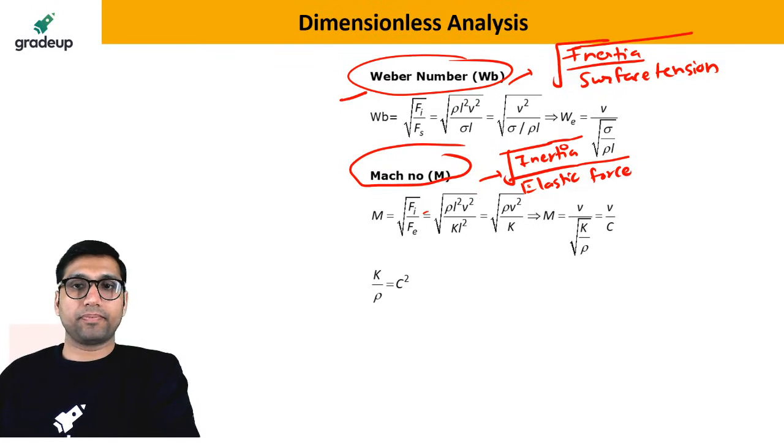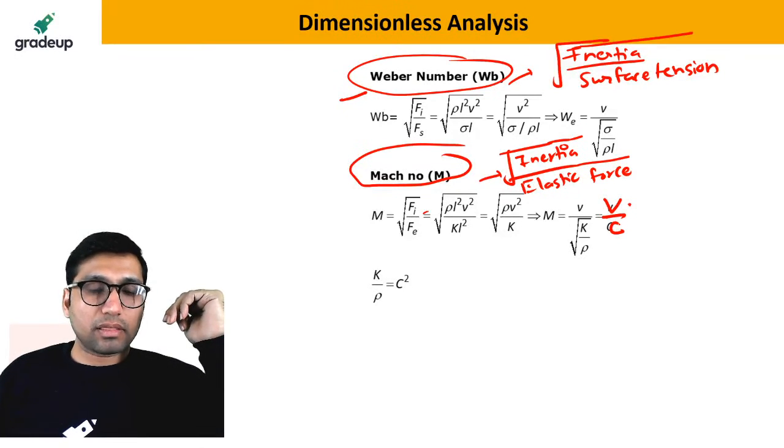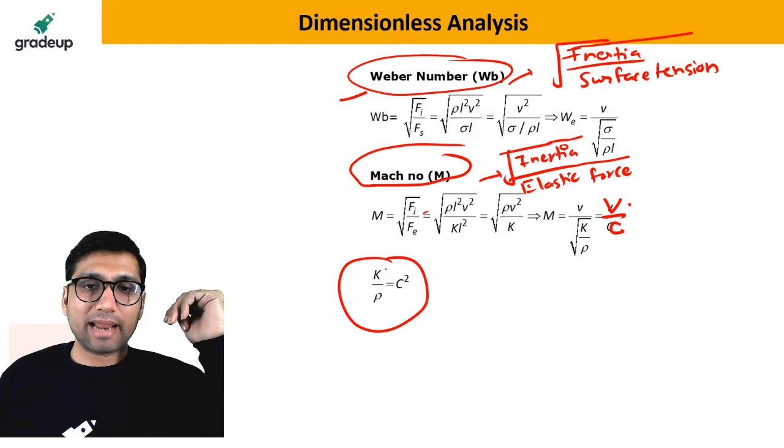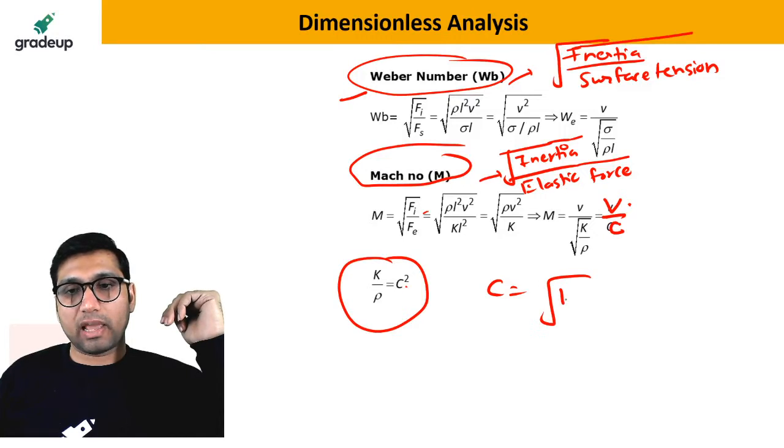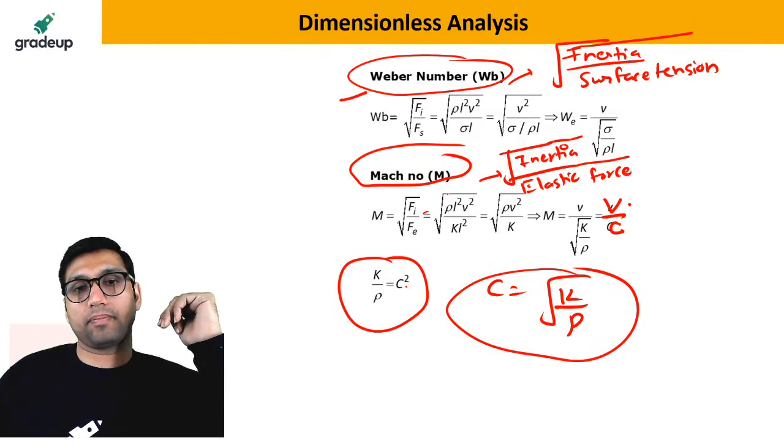So Mach number is equal to V by C, where V is the velocity of the fluid and C is the speed of sound. This Mach number is very important. See, speed of sound is equal to under root of K by rho. So these are the different types of dimensionless numbers.